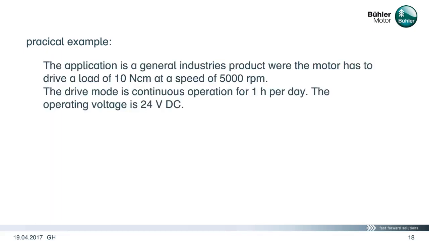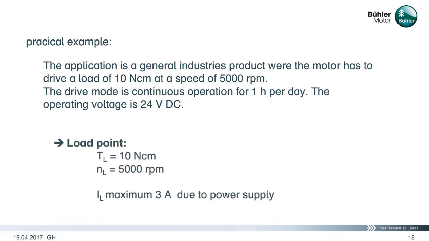I will close this first chapter by a practical example. It will show you in real numbers how the application engineering based on the theoretical learning content works. The example may be an application in a general industries product where the motor has to drive a load of 10 Newton centimeters at a speed of 5000 RPM. The drive mode is continuous operation for 1 hour per day. The operating voltage is 24 volts DC.